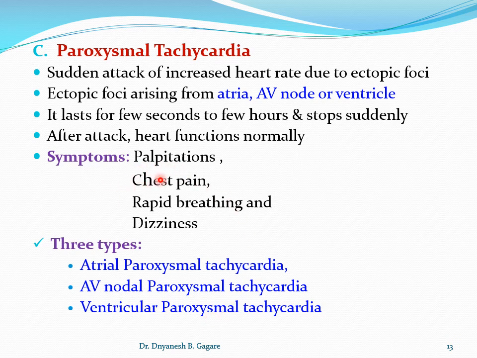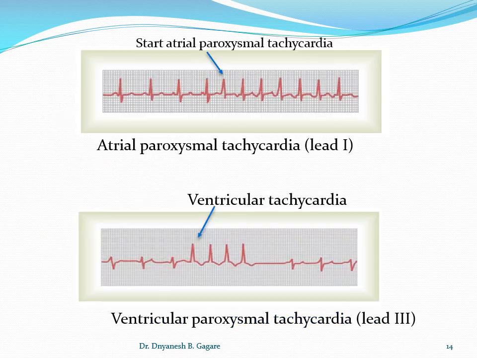Okay, so see the symptoms. In this case, the patient feels palpitation, chest pain, rapid breathing and dizziness. These are the symptoms in paroxysmal tachycardia. Now see the ECG, how it alters the ECG, how it becomes abnormal. Here, up to this point, it is normal.